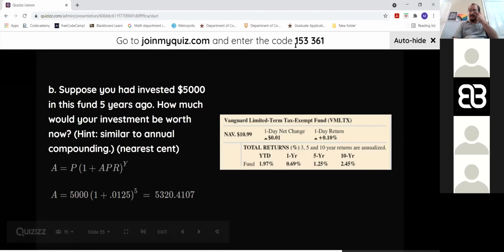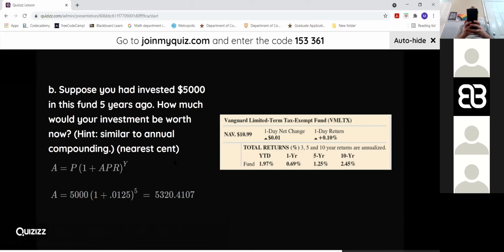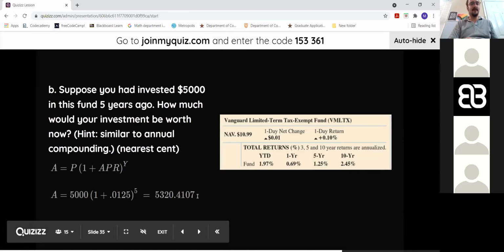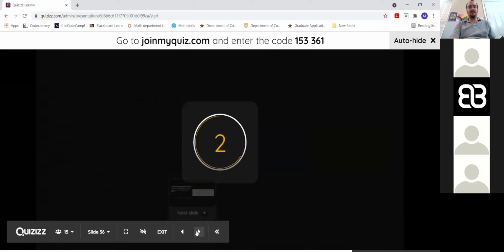So the principal is 5,000. If I do this, 1.0125 to the fifth, 1.0125 to the fifth is giving me what? 1.06, and I multiply that by 5,000. I should begin that 53, 20, 41. Doing the same thing, but now I want to go 10 years.